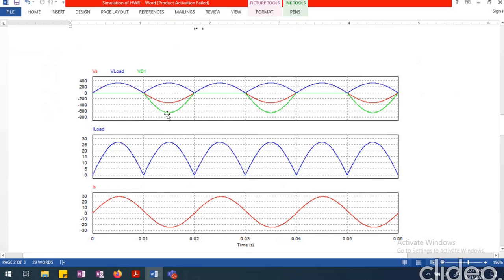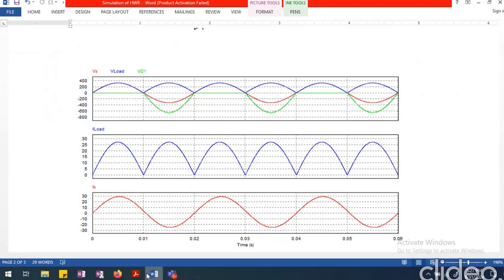And you can see what is the voltage across the diode. Voltage across the diode is twice whatever is the source voltage. You can see the non-conducting diode voltage is twice the load voltage. And this is the load current. Load current, because we have used the resistive load, it is exactly having the same wave shape as that of the source voltage or the load voltage. And the source current is again sinusoidal in nature.